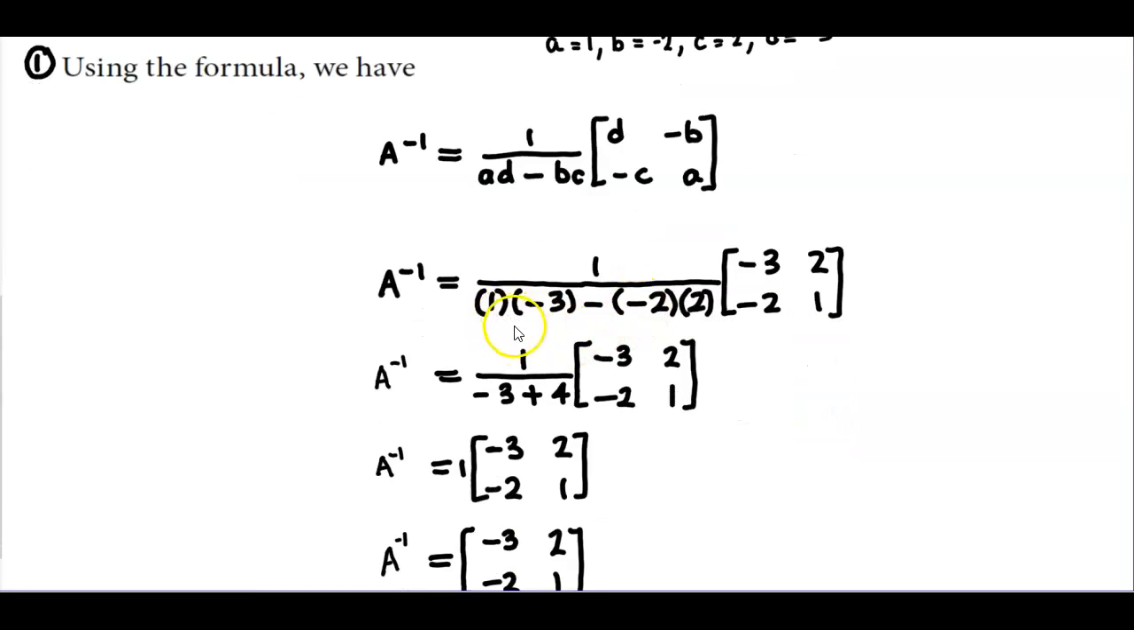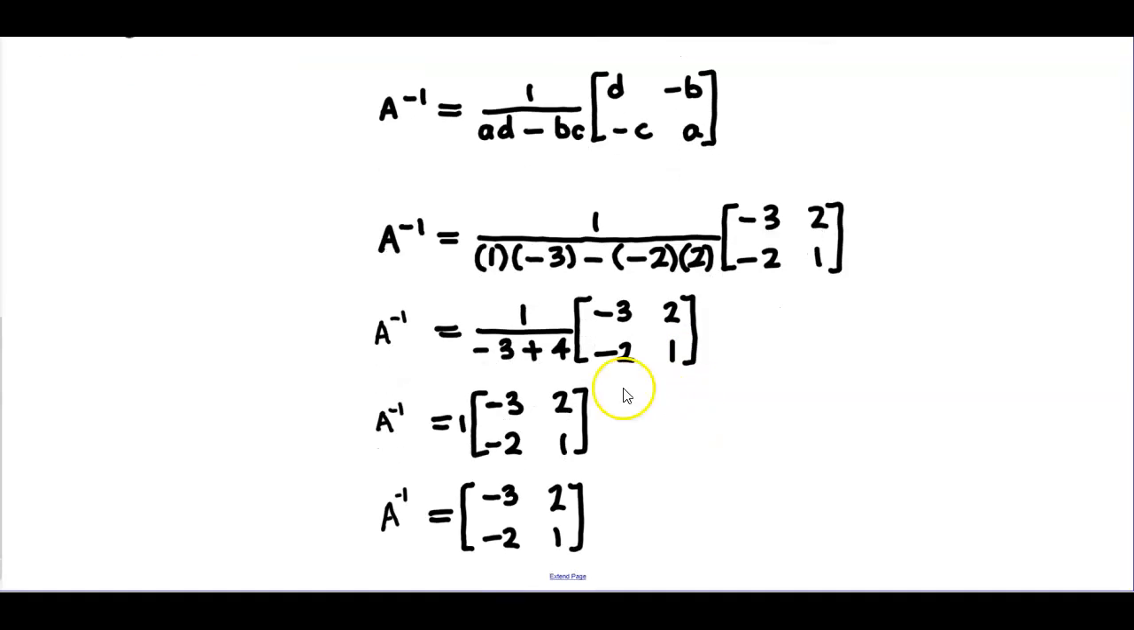So now we're going to have 1 over negative 3 plus 4, times the matrix negative 3, 2, negative 2, 1. And then this is going to become 1 over 1. Using scalar multiplication, 1 times this entire matrix is just the matrix itself. So we have the inverse equal to negative 3, 2, negative 2, 1, again by using that formula to find the multiplicative inverse of a 2 by 2 matrix.